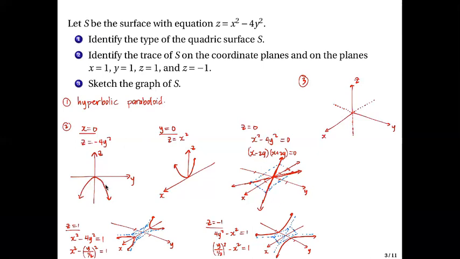So for this one here, we have this parabola. So let me draw something like this. And then I'll just draw this part as a dashed line, because it's on the back side. Right? And then this parabola here, we have something like this here and then this here.